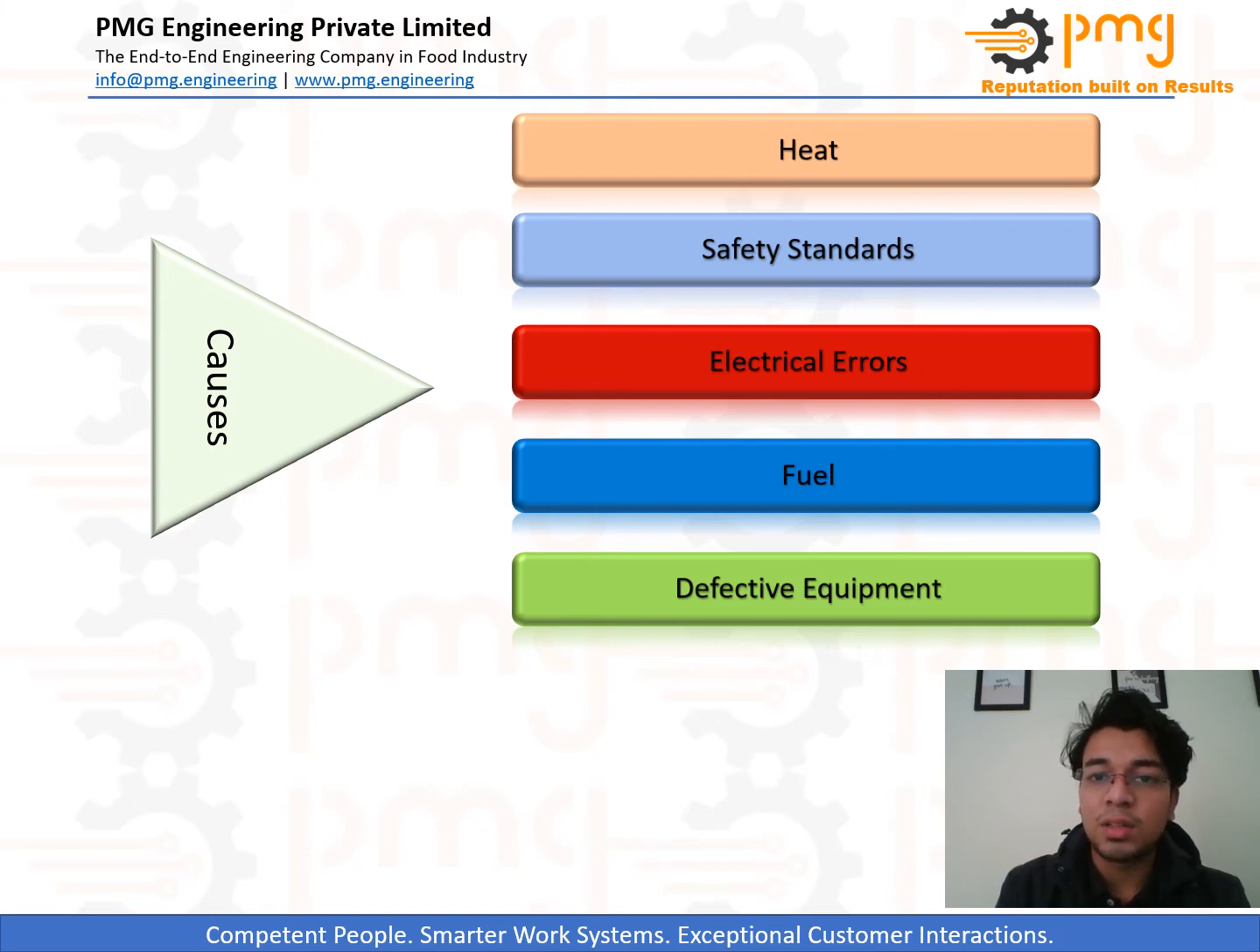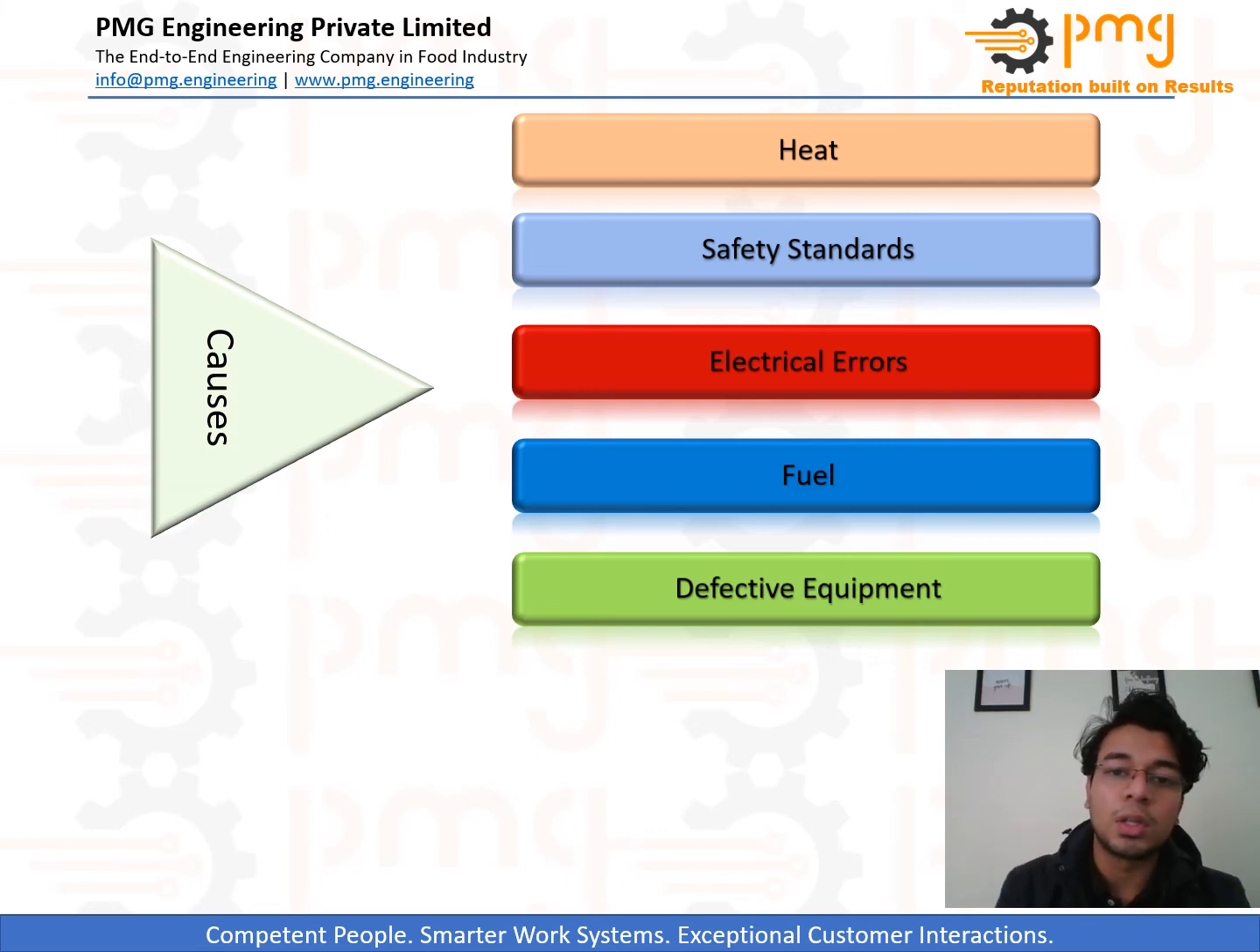The third is electrical errors. Coming to electrical errors, as I've already discussed a while ago in a previous slide, some fires occur when electrical wire short circuits. Then, if explosives are not used properly or there is insufficient ground fault protection or fire extinguishers. The fourth cause is fuel.